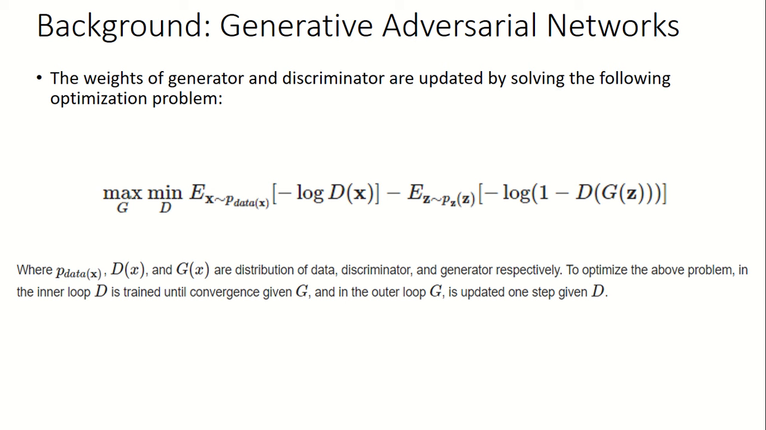In regular generative adversarial neural networks, the weights of the generator and discriminator are updated by solving the following min-max problem, where p data is the distribution of data, D(x) is the discriminator, and G(x) is the generator. To optimize this problem, in the inner loop the discriminator weights are updated until convergence given G, and in the outer loop, G is updated one step given the discriminator weights.